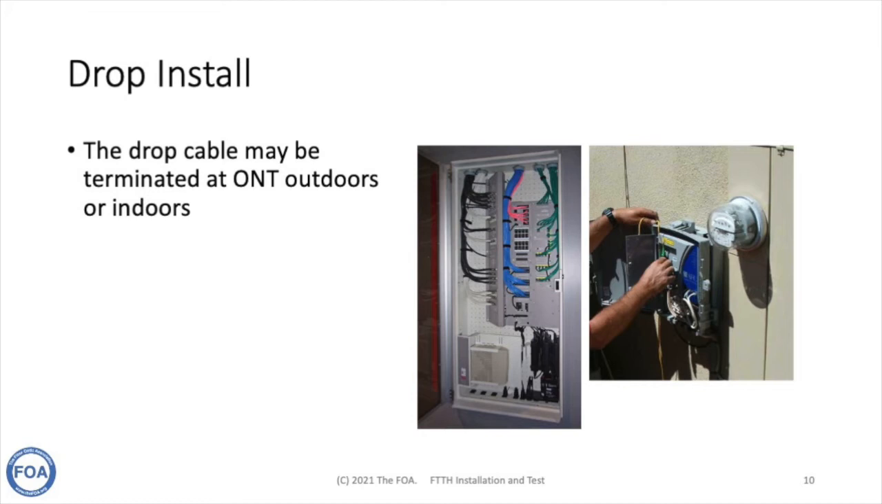Other types of systems may only terminate the bare fiber on the outside, and the tech will run a fiber into the home where they will connect up the ONT, which is often a box that looks like a cable modem or a DSL modem, somewhere inside the subscriber's home. That requires running a fiber optic cable from the outside into the home and to the location where the ONT is going to be situated.